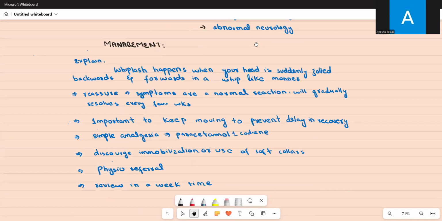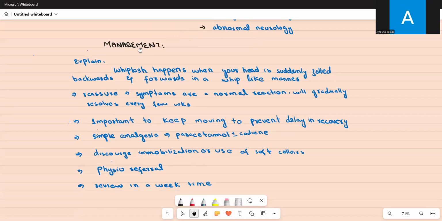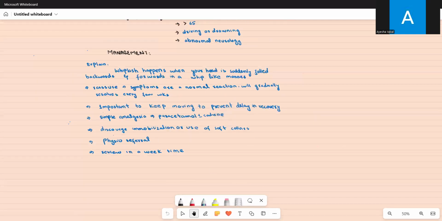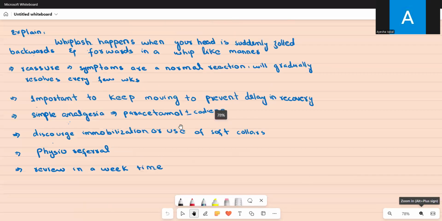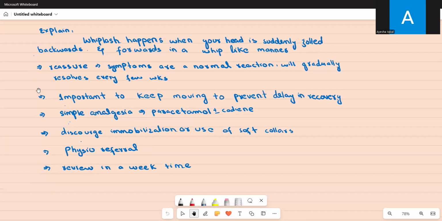Okay. Now, management actually starts with addressing the patient's ideas, concerns, and expectations, and then explaining the diagnosis to the patient. So you need to explain to the patient that whiplash injury is a type of injury which happens when your head suddenly jolts backwards and then forwards in a whip-like manner. And it causes some strain on the neck muscles, and this is why you are experiencing neck pain and neck stiffness. Reassure the patient that symptoms are basically a normal reaction to the jolting of the head backward and forward, and they will gradually resolve over a few weeks.